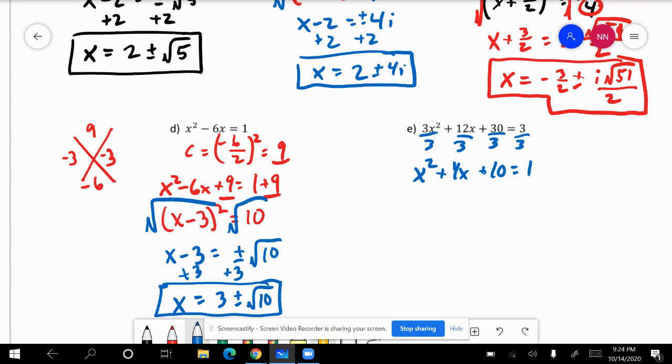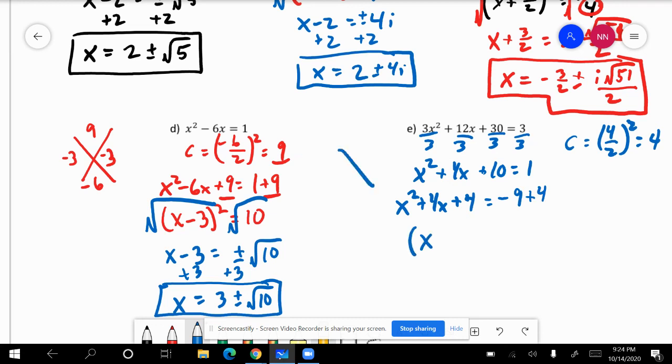I'm going to take my b value, which is 4. I'm going to divide it by 2, and I'm going to square it. And that right there gives me 4. So I have x squared plus 4x plus 4. I'm going to bring the 10 over, and that becomes negative 9 plus 4. I'm going to factor this. 2 numbers that multiply together give us 4, add up to 4 would be 2 and 2. So x plus 2 squared is equal to negative 5.